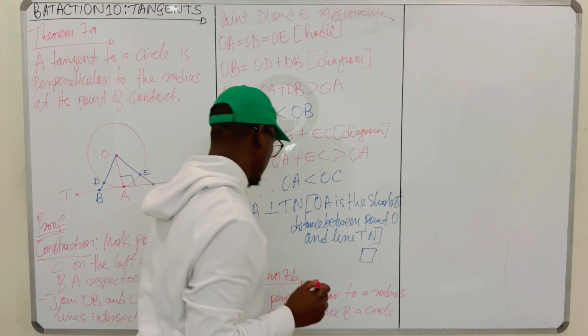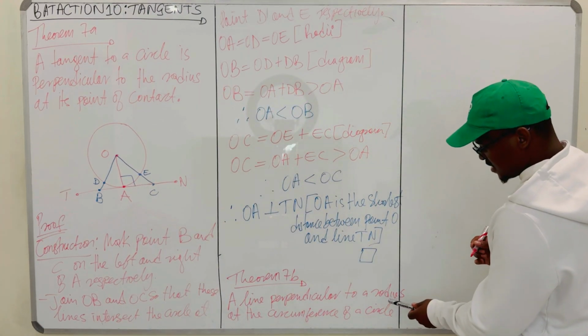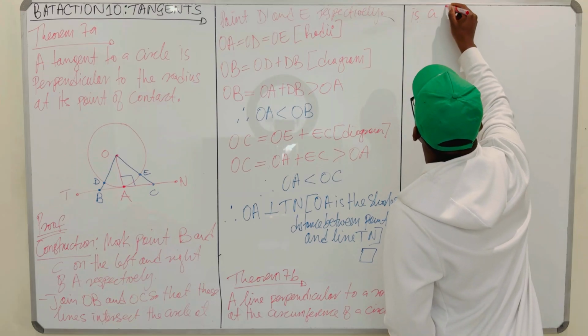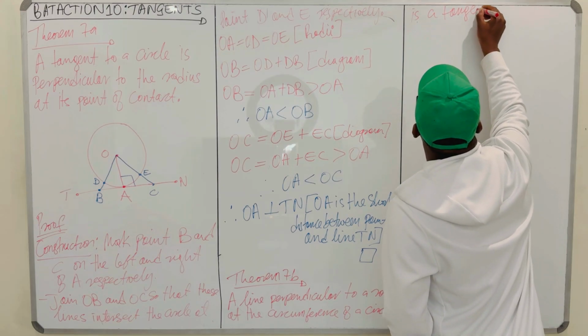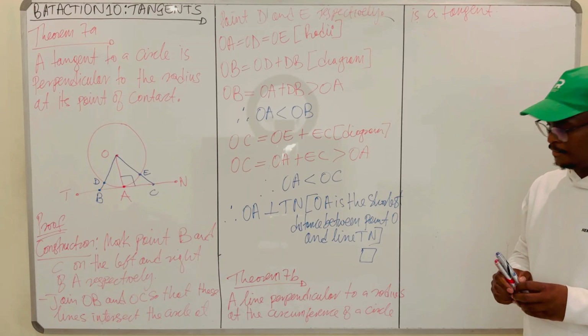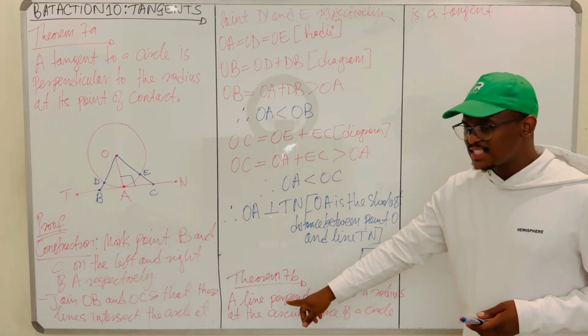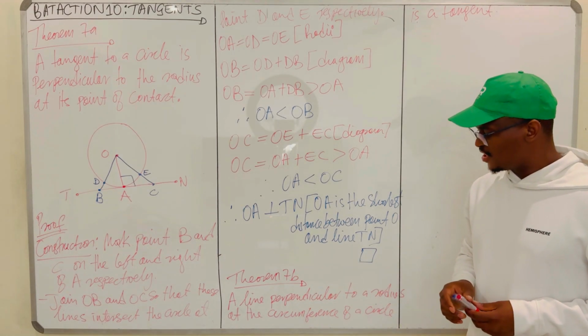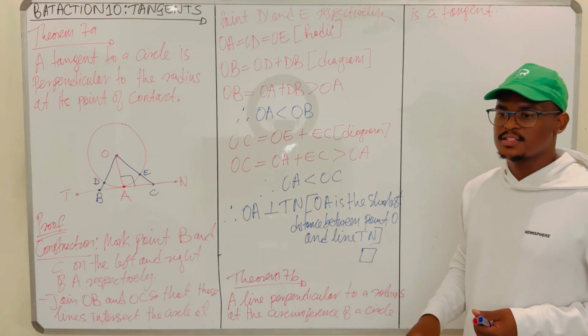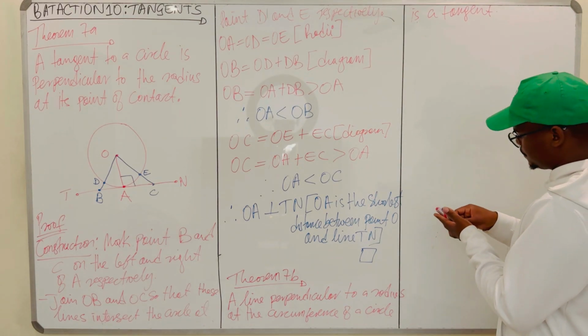Are you with me? Yes. A line perpendicular to the radius at the circumference of a circle is a what? Is a tangent. So we have a line such that this line is perpendicular to the radius at the circumference. So you have a situation like this.